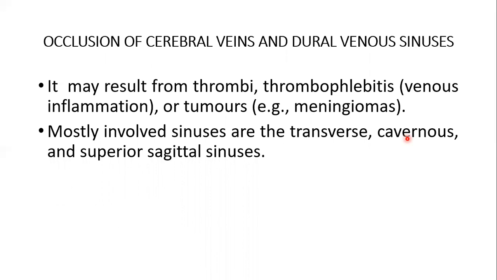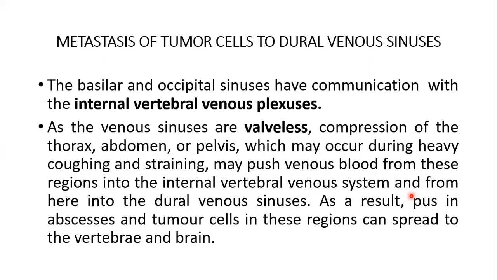Occlusion of the cerebral veins and the dural venous sinuses may result from thrombophlebitis or tumors like meningiomas. It mostly involves the transverse, cavernous, and petrosal sinuses. There can also be metastasis of tumor cells to the dural venous sinuses.